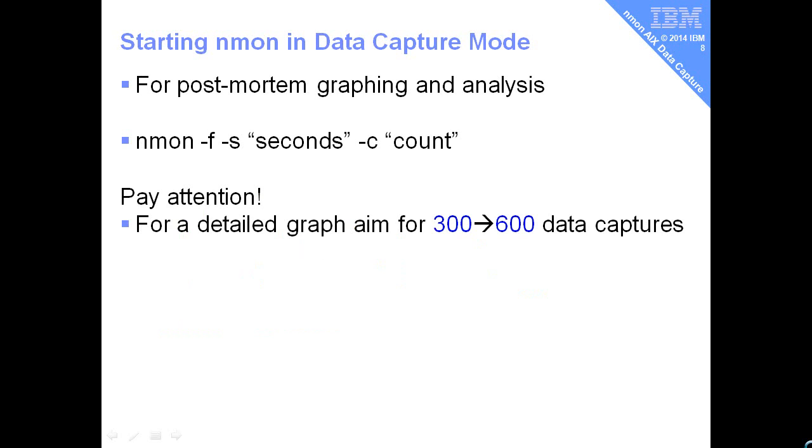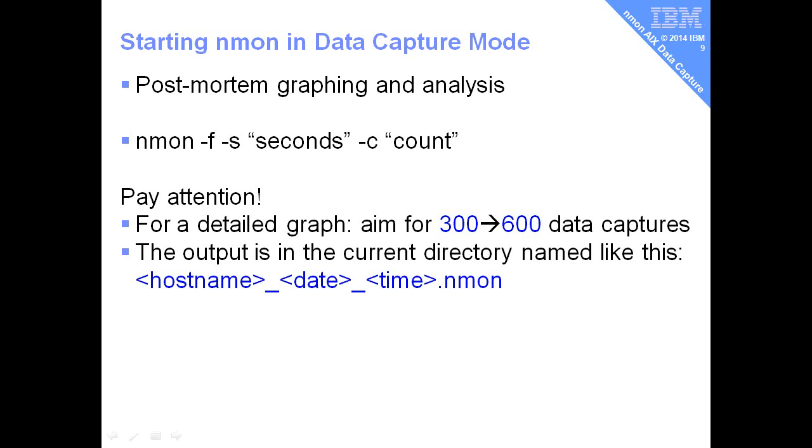Now listen carefully, because the next three points are important. If you want to make a nice detailed graph, aim for 300 to 600 data captures. Each one of those captures will be a point on a graph, and with a modern screen about 1,500 pixels across, you can't have more than 600 points. Each of those will be 3 or 4 pixels each. So there's no point in having Nmon files with 10,000 data captures, because you can never see the details on any screen that I've ever seen.